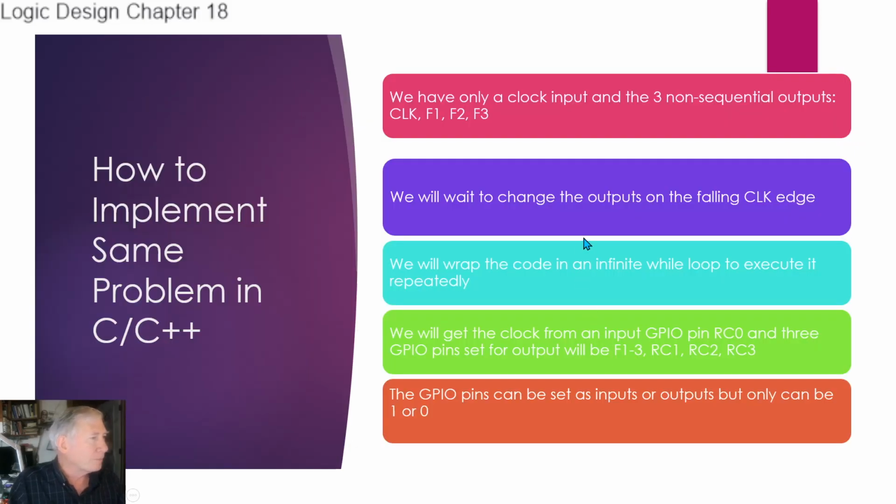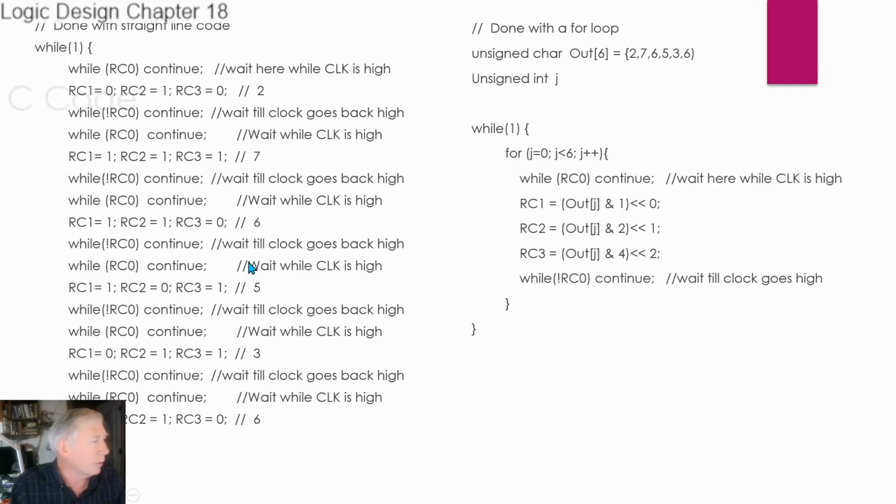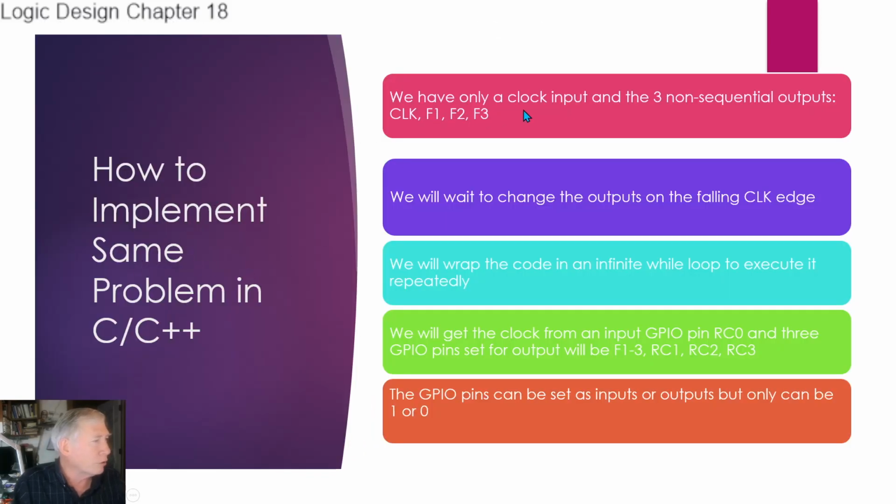All right. So we only have a clock input and the three non-sequential outputs: clock, F1, F2, and F3. Of course, we also have the outputs for the next state flip-flops, the D sub A, D sub B, and D sub C, that we have to generate too. But if we do this in C, we don't have to do that. We just have to generate these clocks.